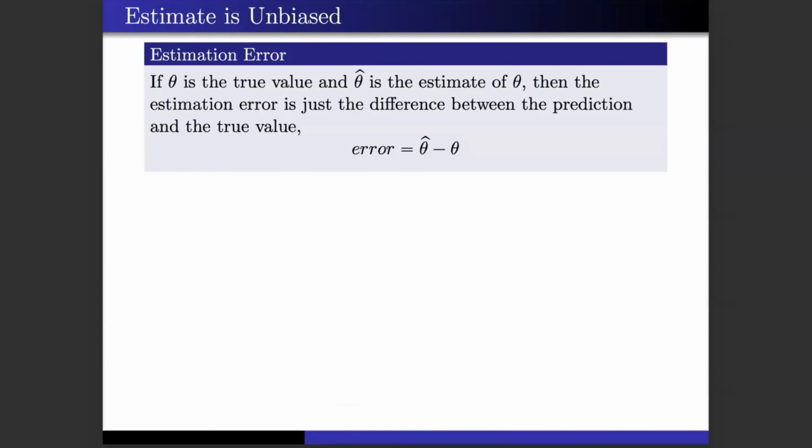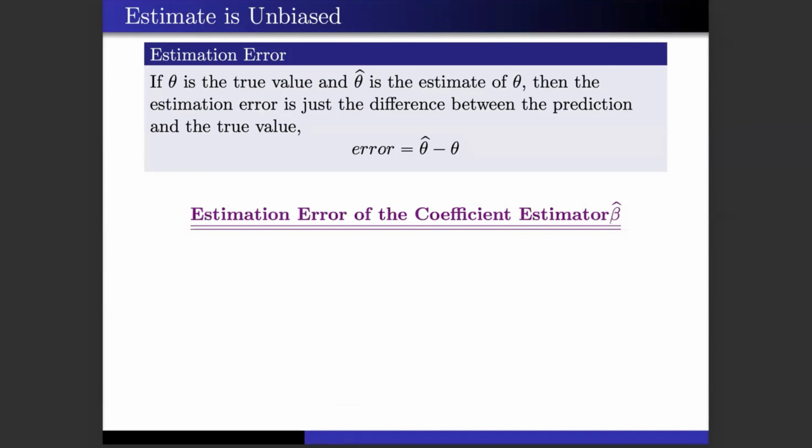Let's start by finding the estimation error. Estimation error refers to the difference between the estimated value of a quantity and its true value. So if theta is the true value and theta hat is the estimate of theta, then the estimation error is just the difference between the prediction and the true value. Basically, it measures how far off your estimate is from the actual target.